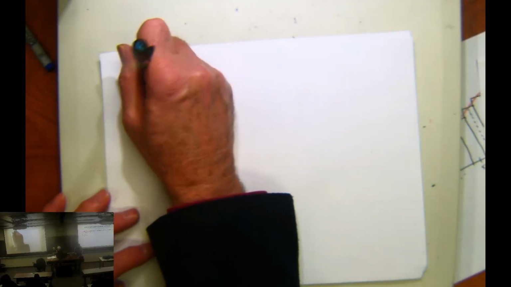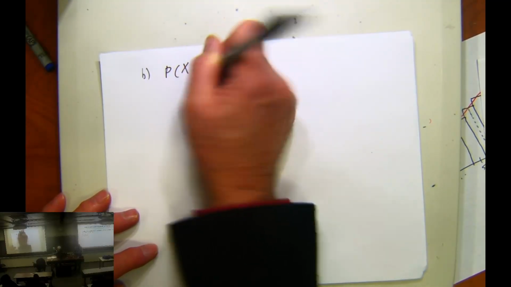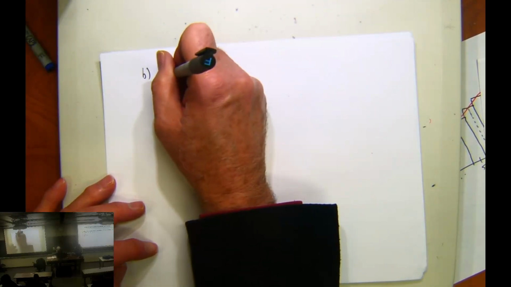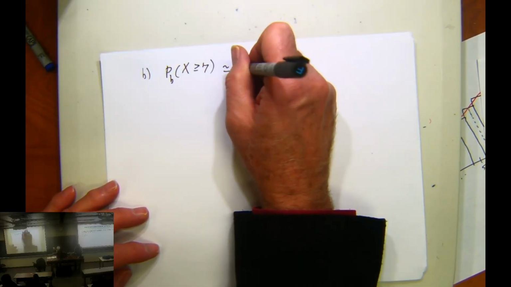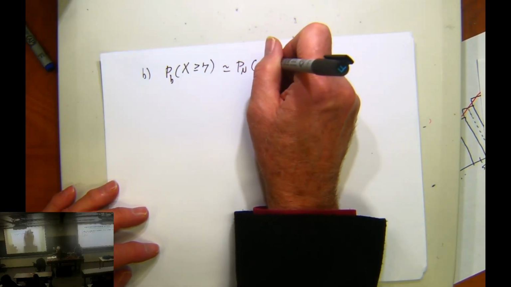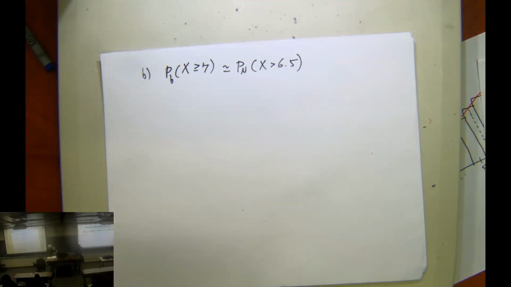Okay, so let's now do a couple more. B, the probability x is greater than or equal to 7. For a binomial, this is equal to the probability for a normal that x is greater than 6.5. Why is it 6.5 instead of 7.5? Because I want the area for the 7 bar, and so I have to go down to 6.5 to get that area for the 7 bar.